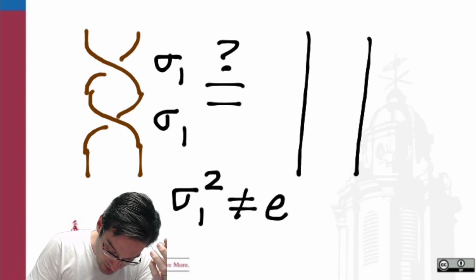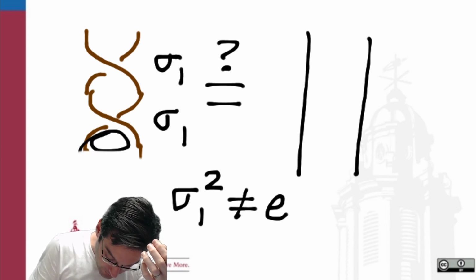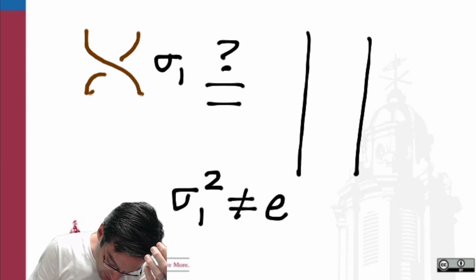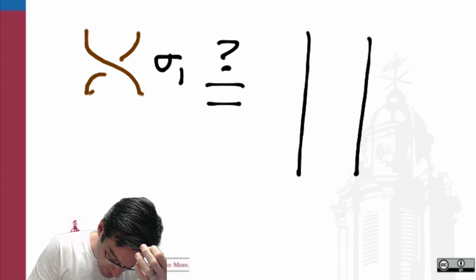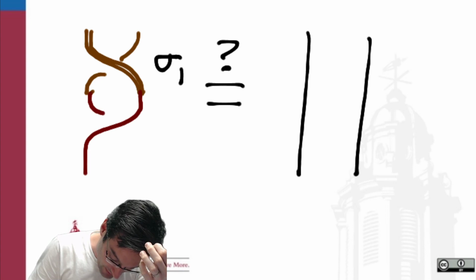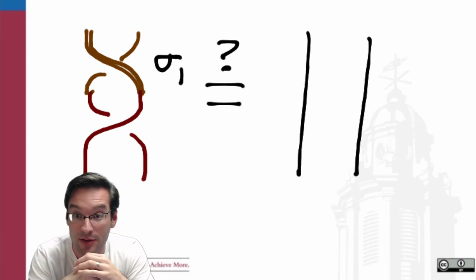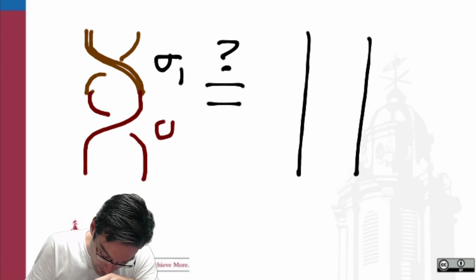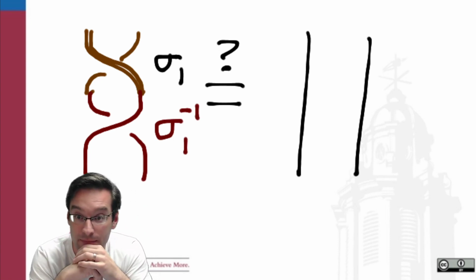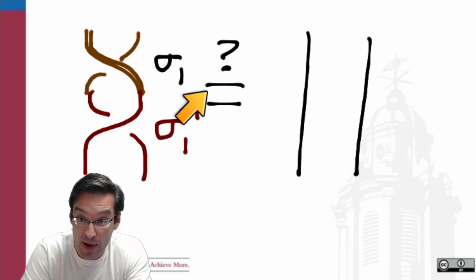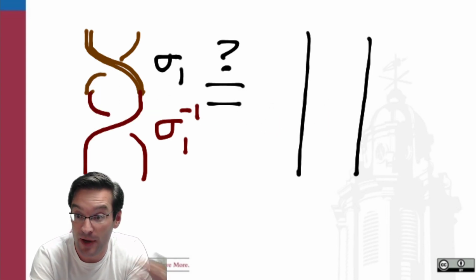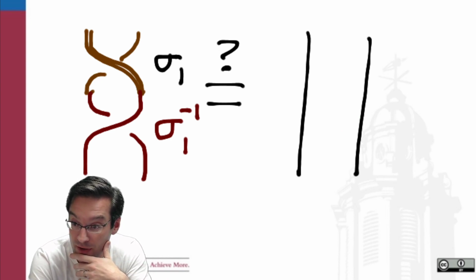Instead, what would I have to do in order to undo one of my positively oriented twists? What's the quickest way to undo a positively oriented twist? No, just add a negatively oriented twist. We call that the inverse, sigma 1 inverse. And now, what rule is it that guarantees for me that this braid is in fact identical to this braid? What diagram rule am I using there?